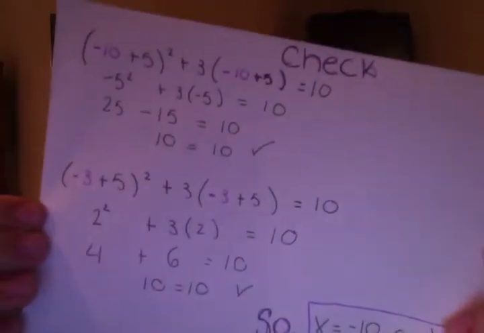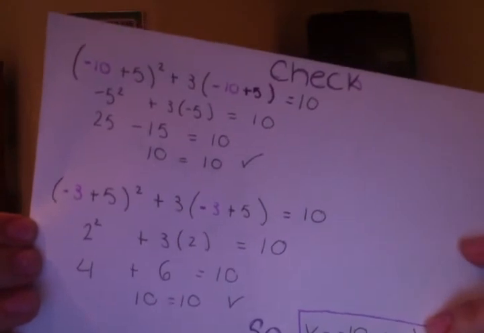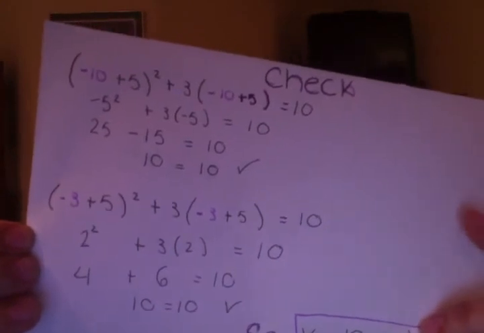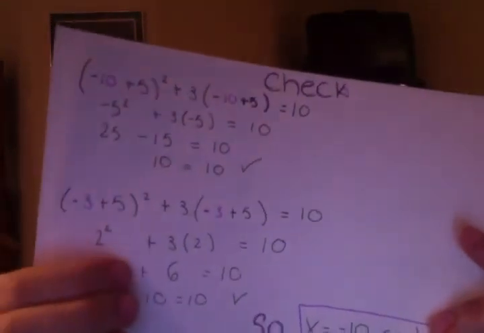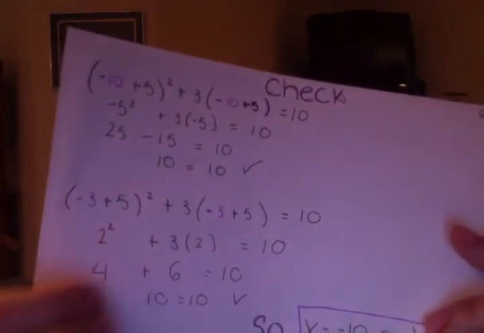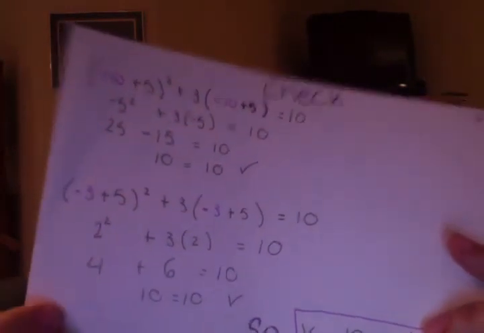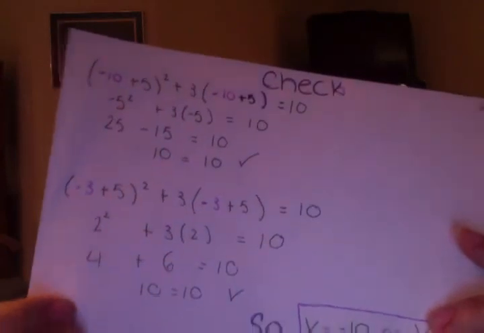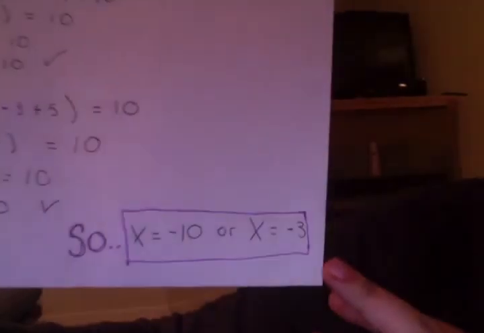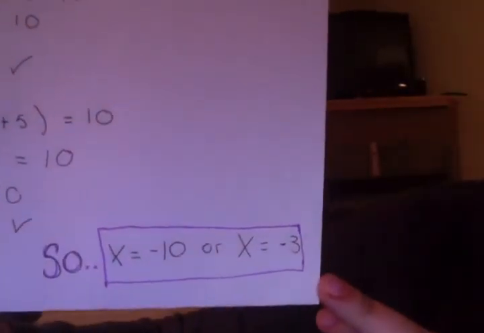And then you also want to plug negative 3 in for x. So negative 3 plus 5 squared plus 3 times negative 3 plus 5 equals 10. So 2 squared plus 3 times 2 equals 10. 4 plus 6 equals 10, and 4 plus 6 is 10, so that one also works. So your answers are x equals negative 10 or x equals negative 3.